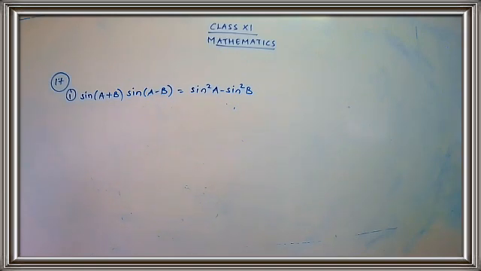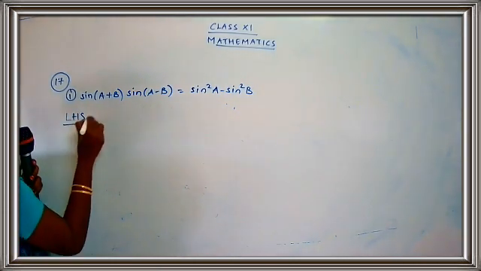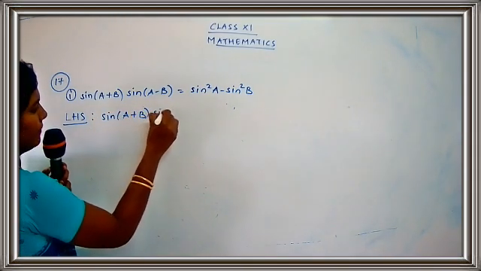Here on the first subpart. So what is the question here? It's sine of a plus b, sine of a minus b is equal to sine square a minus sine square b. We're just going to focus on the LHS part. So take the LHS part here. LHS is sine of a plus b, sine of a minus b.